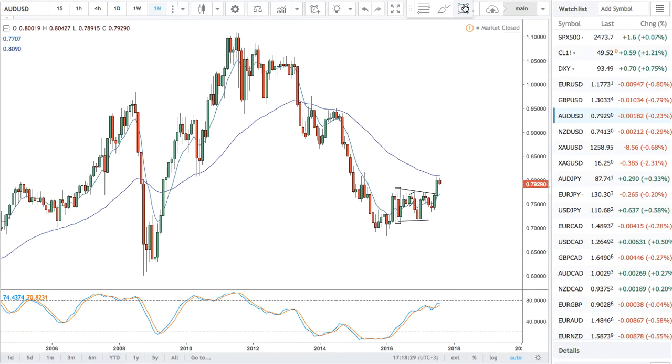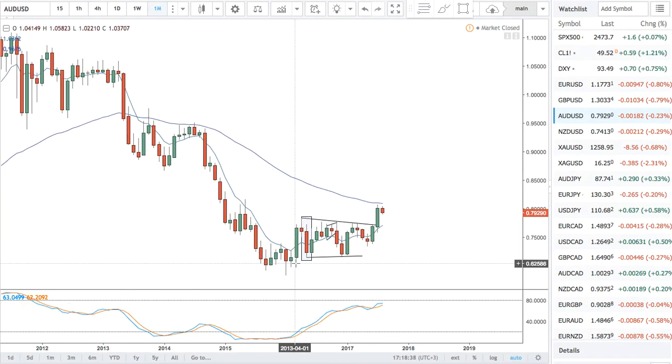But we talked about this in the past. The 50 EMA, as you can see, it is interactive on the price. So, correction, and then deal with it following that.